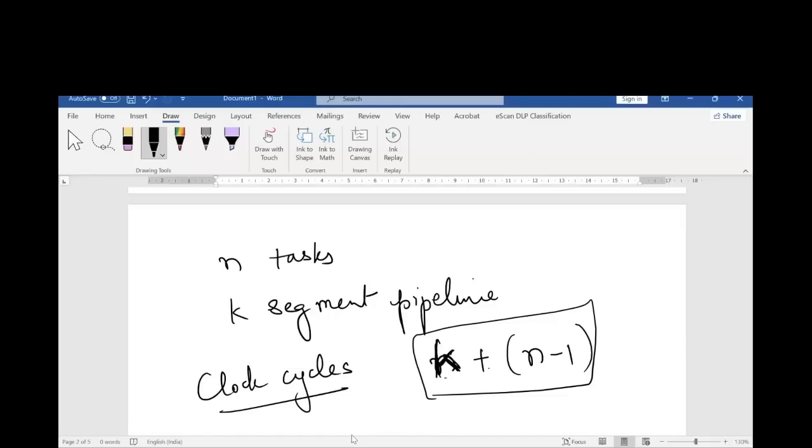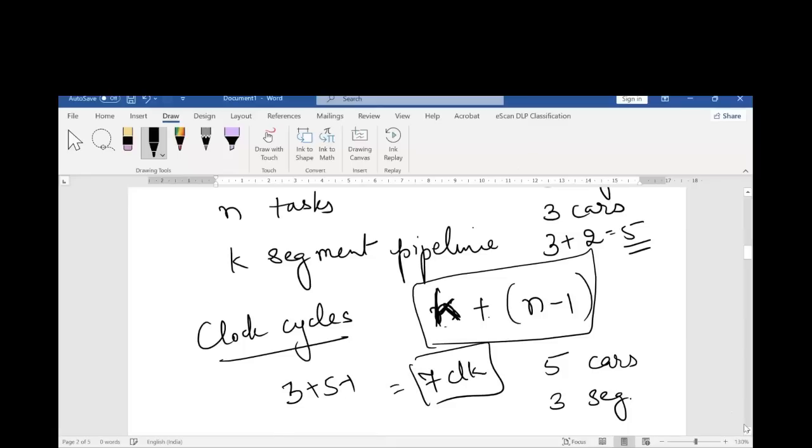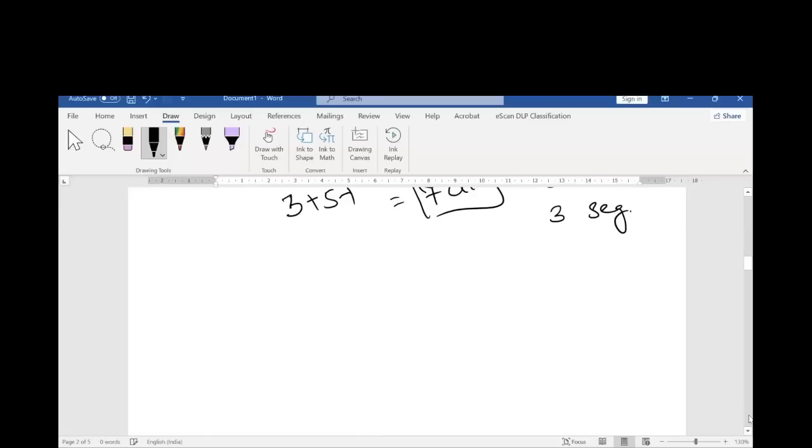Okay, so in the previous example, the McDonald's one, how many segments did we have? 3 segments. How many cars? 3 cars. So total how many clock cycles would we need? 3 plus 2, which is 5. So suppose I have 5 cars, again 3 segments. Tell me how many clock cycles would be needed? 5 cars, 3 segments, so 3 plus 5 minus 1. That is 7 clock cycles. Is it easy? So in 7 clock cycles, all the tasks should be completed.